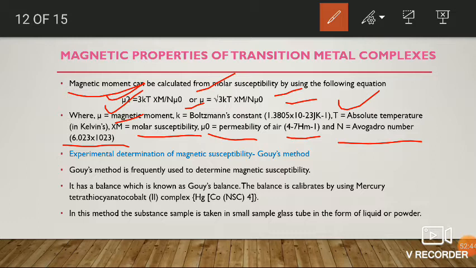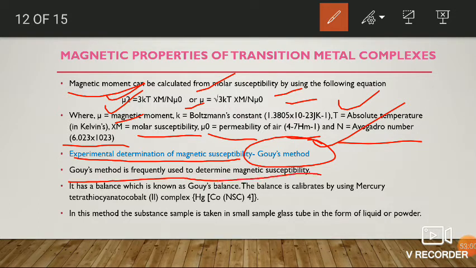How can we determine the magnetic susceptibility? That is the experimental determination of magnetic susceptibility. Generally, the method used for experimental determination of magnetic susceptibility is the Gouy method. The Gouy method is frequently used to determine the magnetic susceptibility value of any particular substance. Here, it uses a specific balance, which is nothing but the Gouy balance. During the use of the balance, we have to calibrate it.